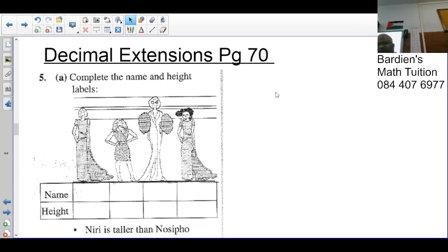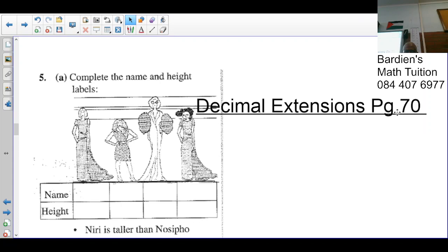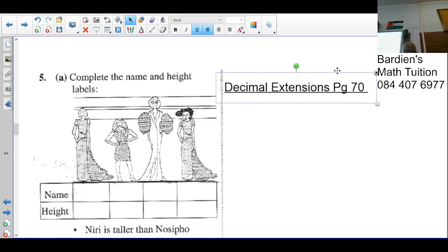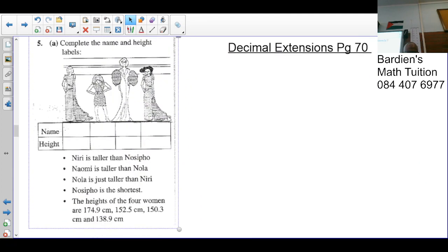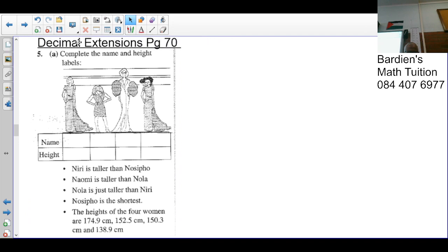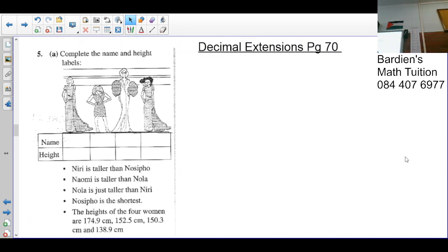Alright, so let's see what the question else was. Okay, this is too big. So we are told here, complete the name and height on the height labels. Okay. We got the names here and we got the heights and so on. So this guy here is the shortest. So let's put them in order. Number 1, number 2, number 3, and number 4.